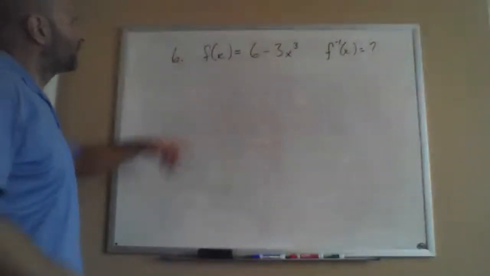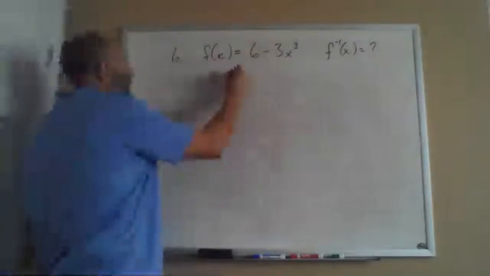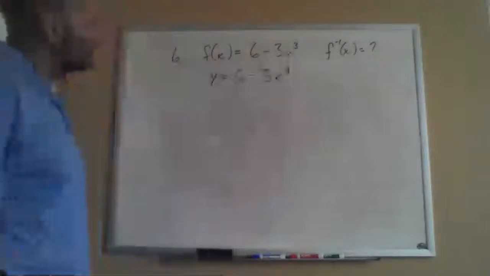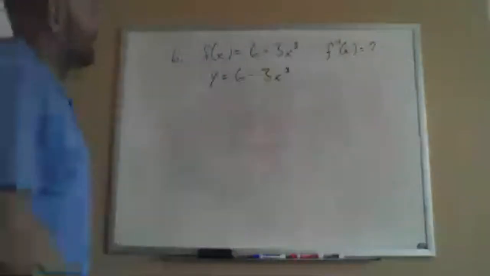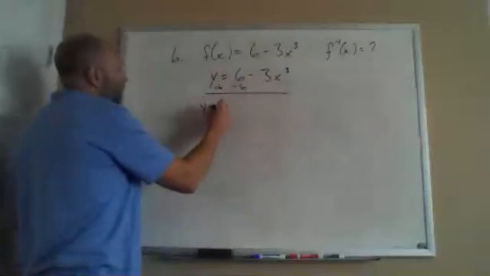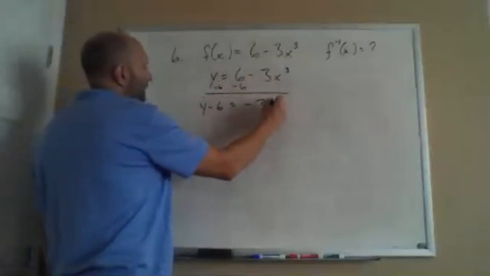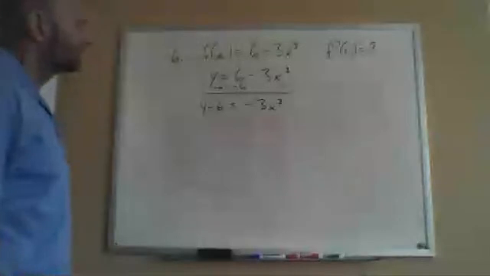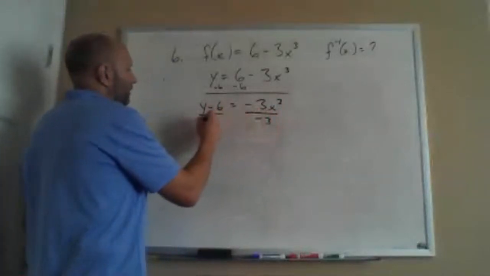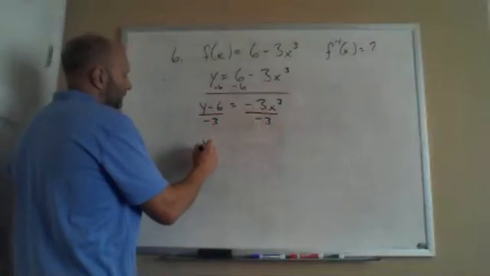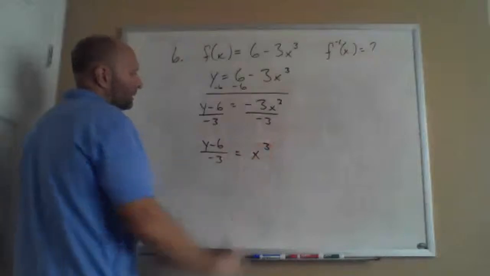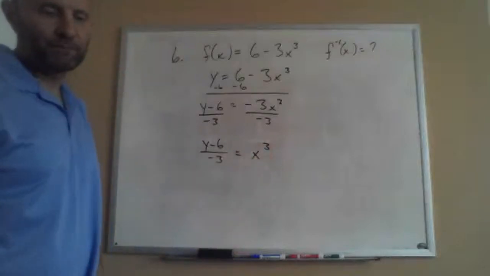So what do we do for our inverse problem? First thing is change this f of x to a y. Then get x by itself. So the first thing is to subtract 6 from both sides. So we get y minus 6 is negative 3x to the third. Divide everything by negative 3 to get x by itself. So we get y minus 6 over negative 3 is equal to x to the third.